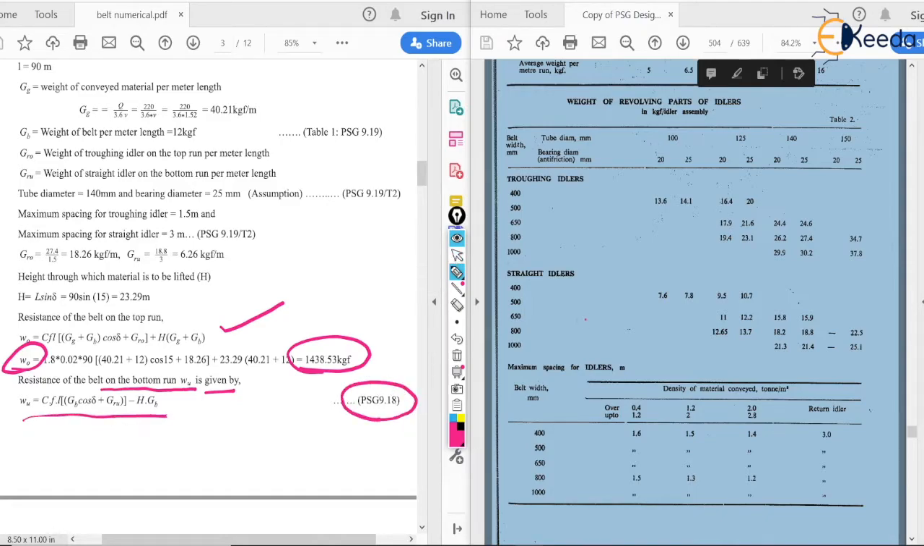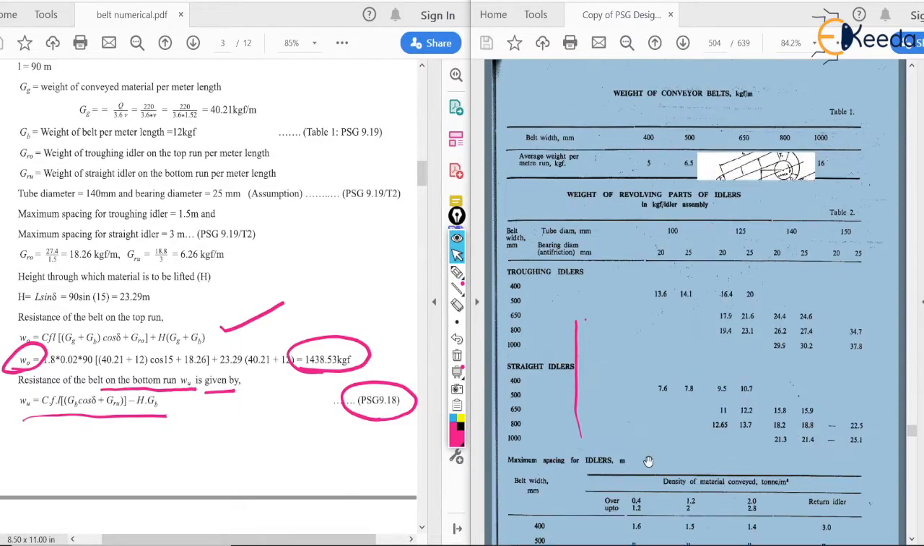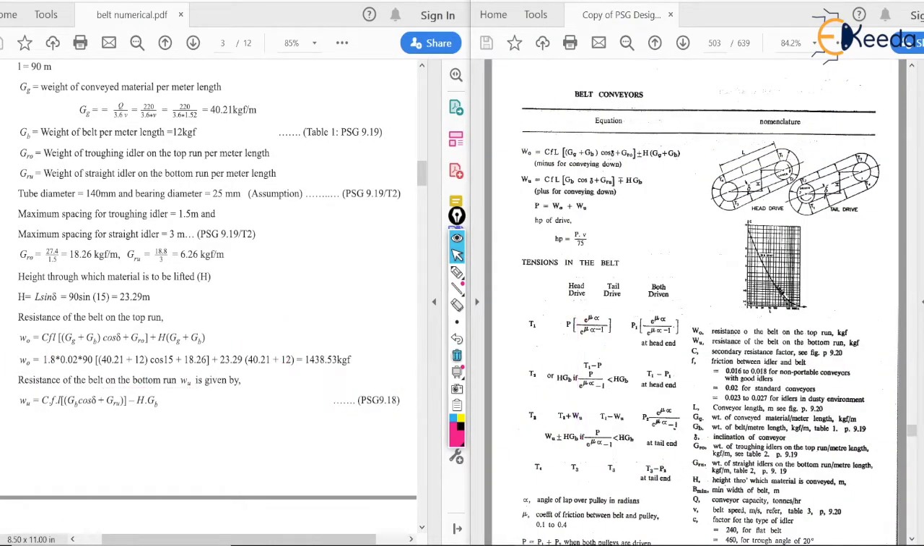So let's move to PSG 9.18 first. This is PSG 9.18 and here we have the formula of it. Now remember there are plus and minus signs here. It is clearly mentioned that minus is for conveying down and plus is for conveying up.